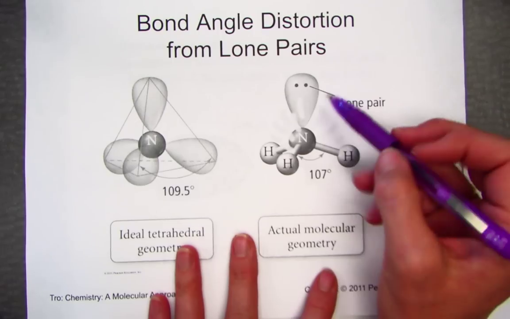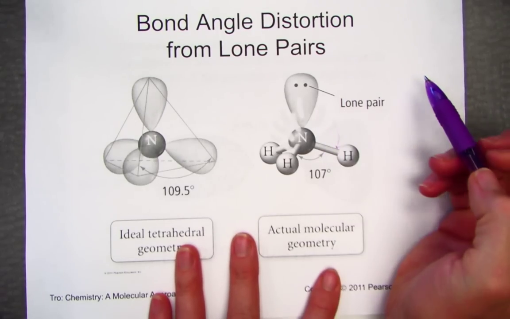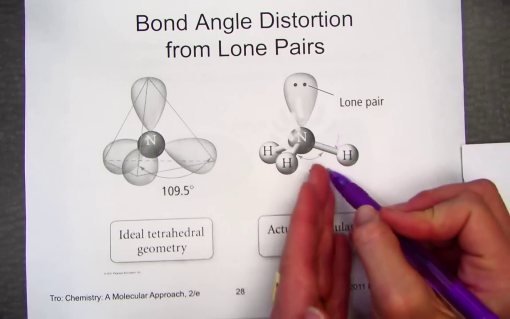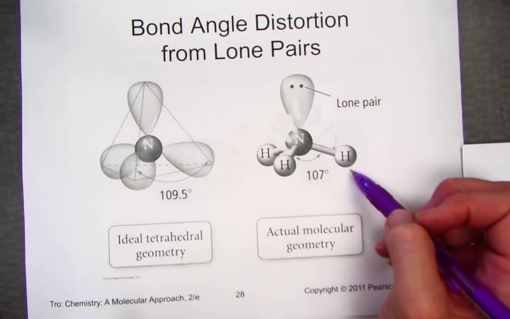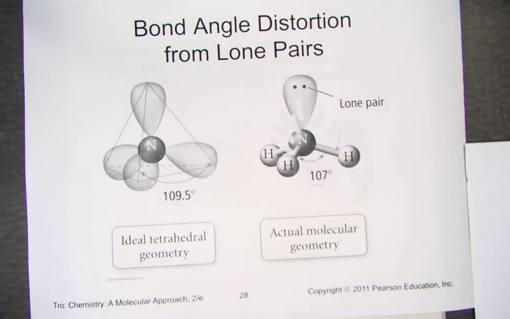So I'm going to create a bond angle. It's a little greater in this direction than the 109.5. Therefore, it's pushing together the hydrogen a little. It's a little smaller than expected when we place a lone pair.